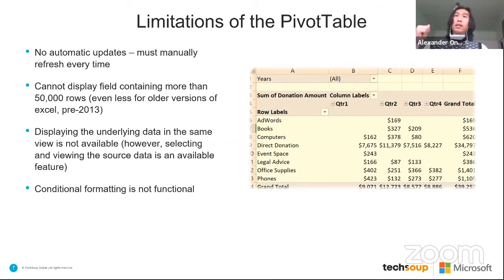I wanted to emphasize that it's not automatically refreshed every single time you update the source data or underlying data, so it doesn't automatically refresh and reflect that new data. So you have to manually do that. In addition to that, a pivot table cannot display more than 50,000 rows.